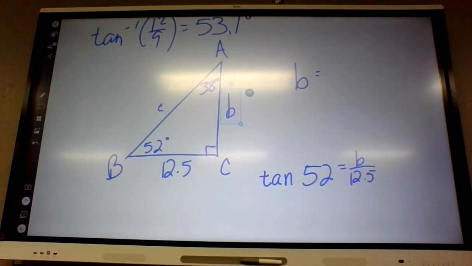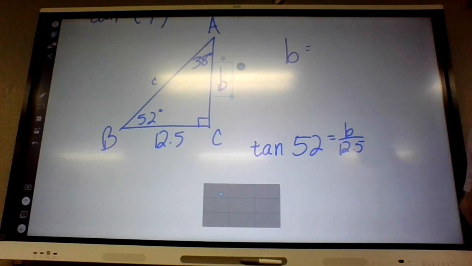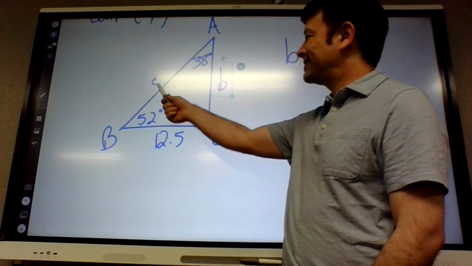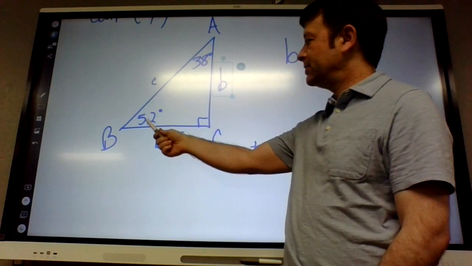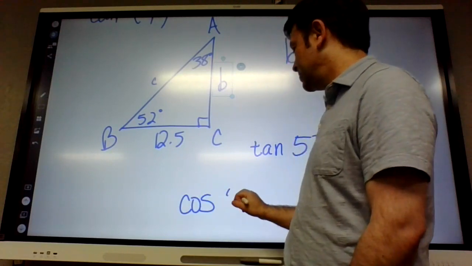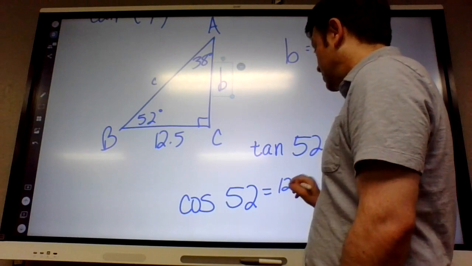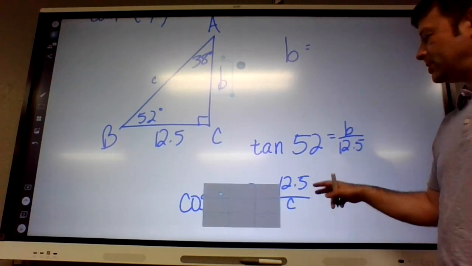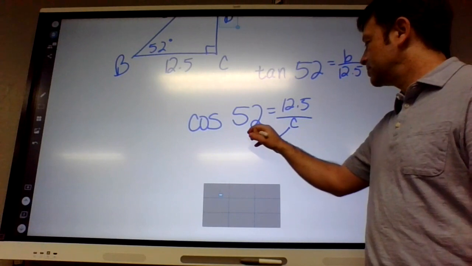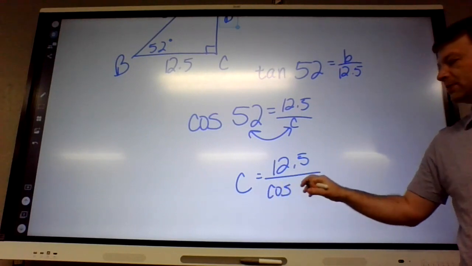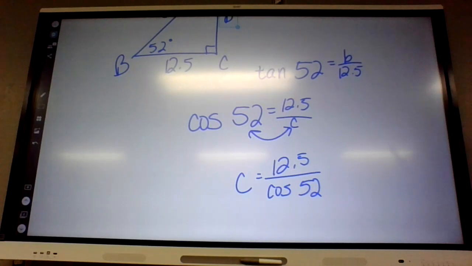So, how do we solve for B? Tangent of 52 times 12.5. You're rounding to the tenths place. Okay. How would we find side C? Relative to this angle, we have adjacent, and we're looking for hypotenuse. So that would be cosine of the angle equals adjacent over hypotenuse. What do we do when the variable is in the denominator? Switch these two. So C is equal to 12.5 divided by cosine 52. And that's that.